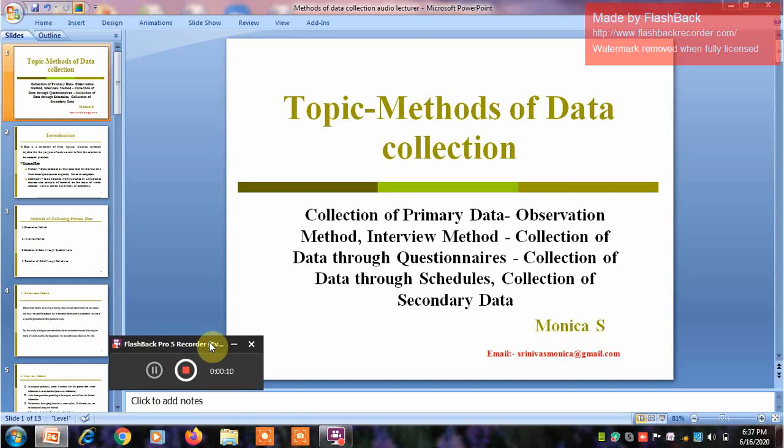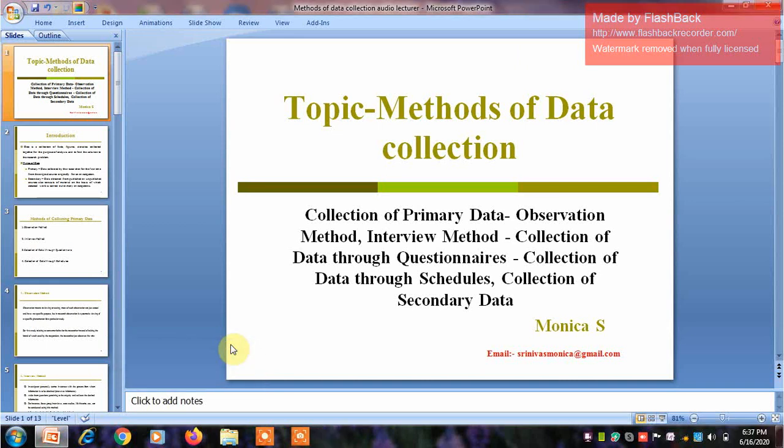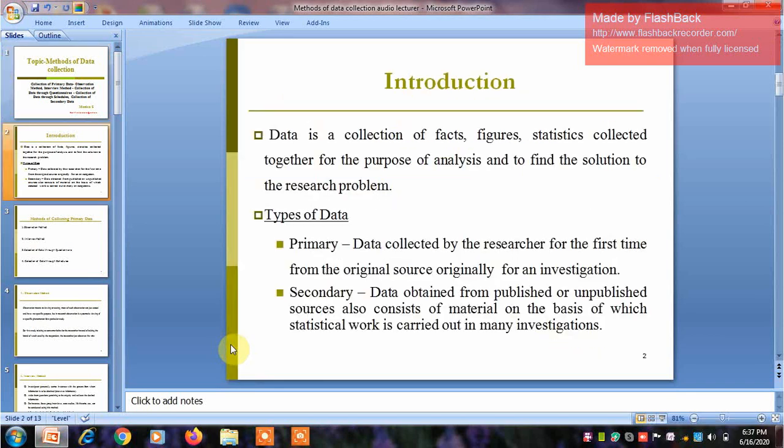Today in this session, I'll be discussing the topic methods of data collection. In this we'll be discussing the types of data, that is primary data and secondary data. Under primary data, what are the sources we have? Under secondary data, what are the sources we have? Before that, we'll try to understand the meaning of data.